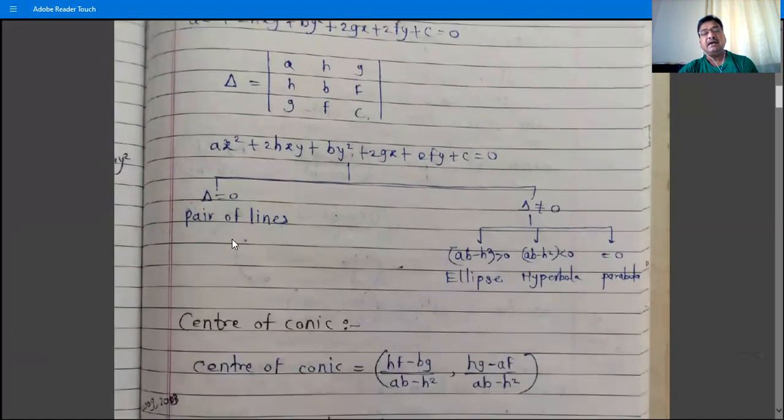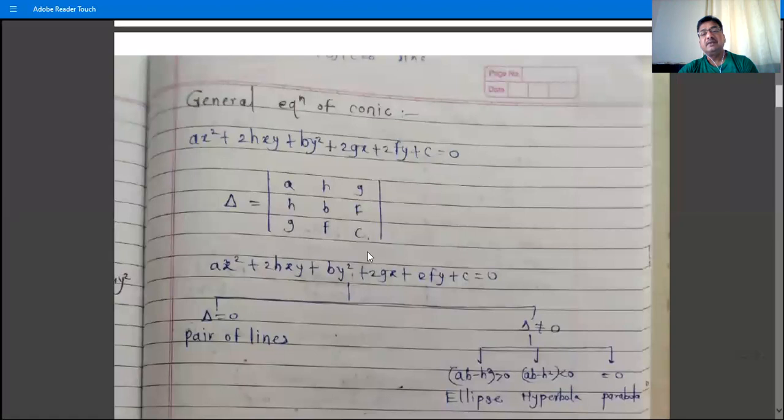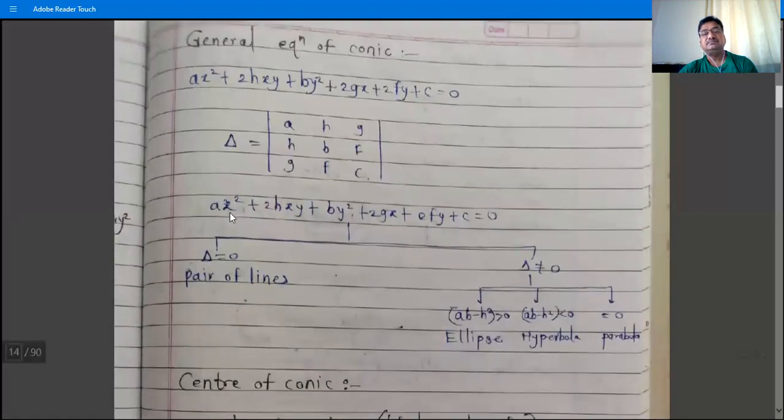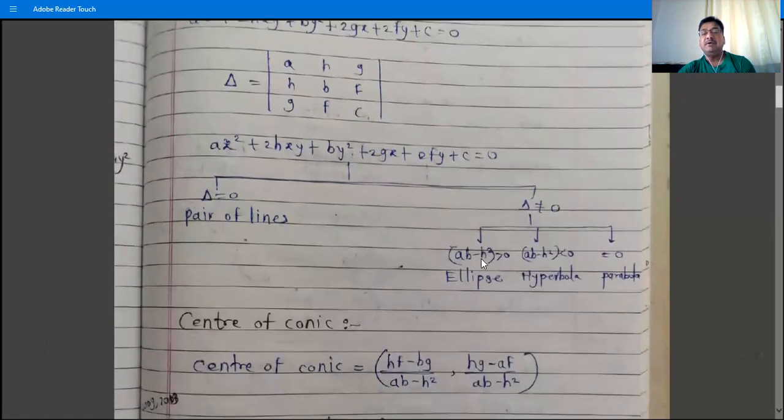And if this delta is 0, then ax² + 2hxy + by² + 2gx + 2fy + c = 0 represents a pair of lines. And if delta is not equal to 0, then this equation represents either an ellipse, hyperbola or parabola, one of them. But that depends on ab − h². If delta is not equal to 0, then find ab − h². And if ab − h² is greater than 0, then the given equation represents an ellipse.